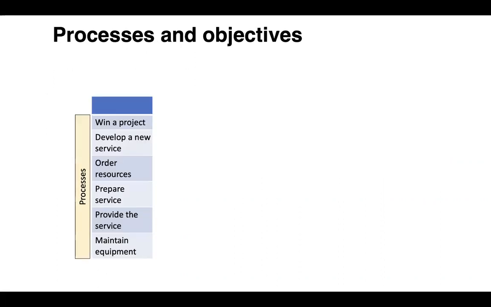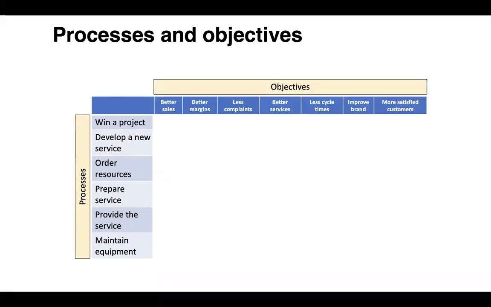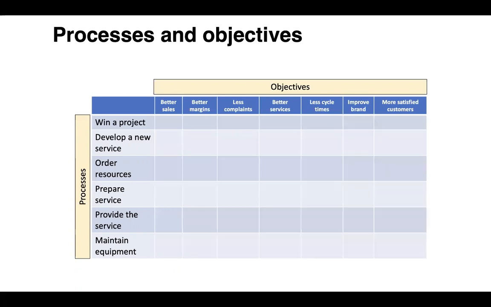Okay, so let us consider this matrix that relates processes and objectives. Processes are where the rubber meets the road. Whatever objective the management wants an organization to achieve, it is only a dream if one or more processes of the organization are not mobilized and changed to do that.